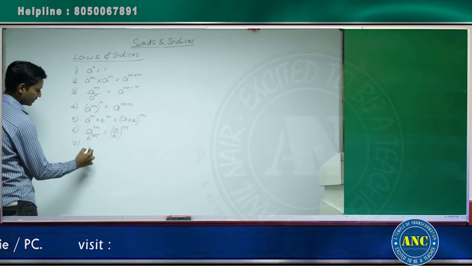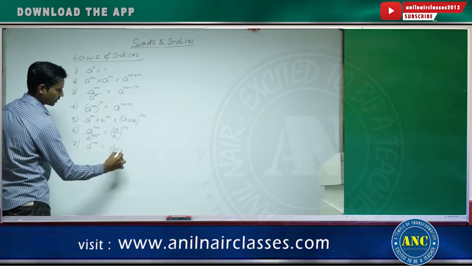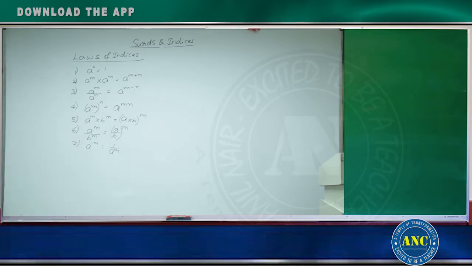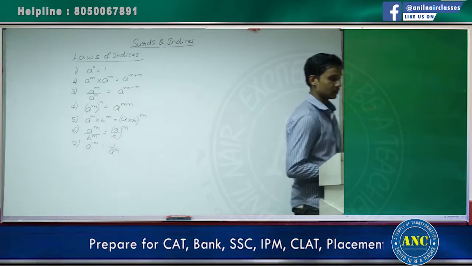The last one is a power minus m, which is 1 by a power m. This is what you need to know before we solve some questions on indices. Mainly we are targeting surds, but we will discuss a few questions on indices also. First write this down.